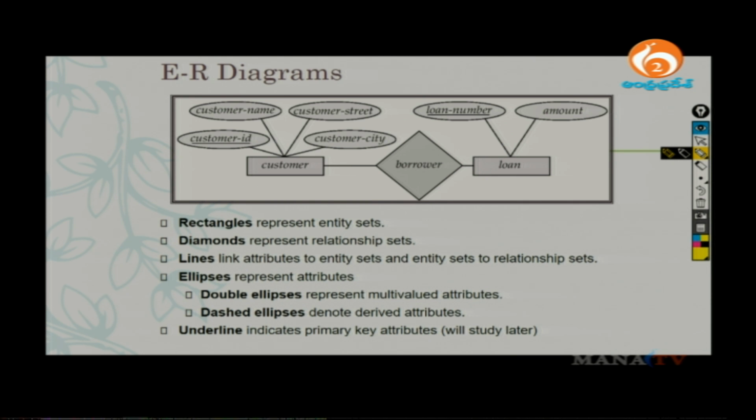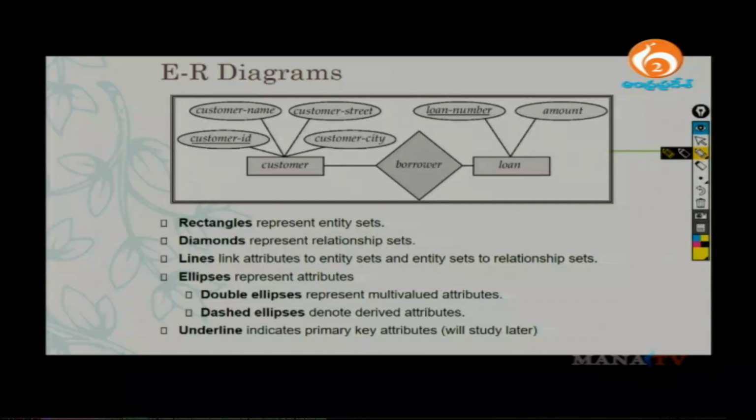There are a few things underlined here. Customer ID is underlined, as well as loan number. These 2 represent the ID column, the primary key column of a table. You may have a doubt: what is this primary key? You have to wait for tomorrow's session, when we talk about the primary key concept. There is a concept called integrity, and the solution for integrity is the primary key. We will discuss the theoretical part of primary keys in tomorrow's session.